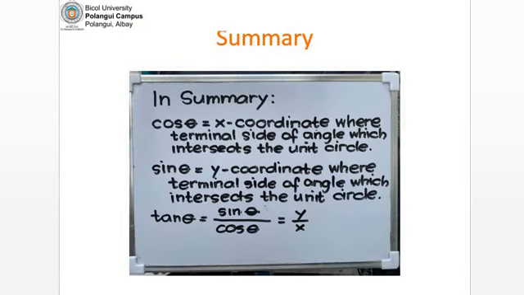In summary, cosine of theta is equal to the x-coordinate where the terminal side of the angle intersects the unit circle. Sine of theta is equal to the y-coordinate where the terminal side of the angle intersects the unit circle, and tangent theta is equivalent to sine theta over cosine theta, or y over x.